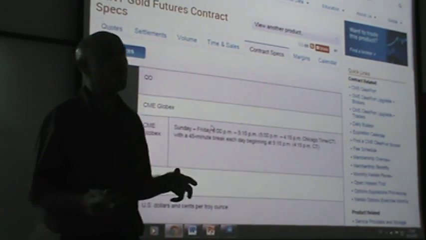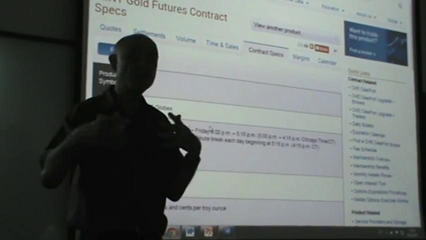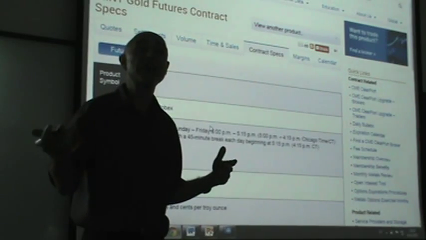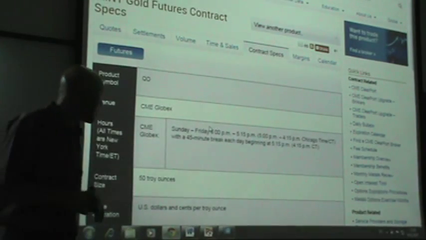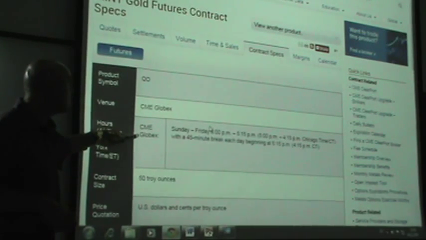So apparently we need to understand what is Globex. The Globex system is kind of like a global system that trades. It's electronically traded only. That's a whole different story. So where is it trading? It's trading at the CME Globex.